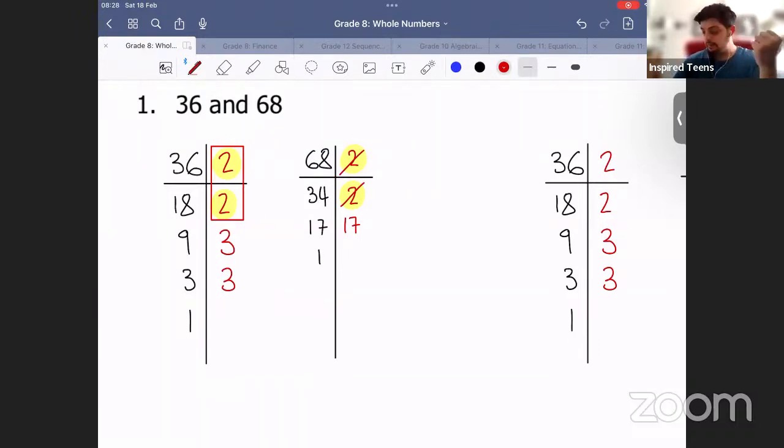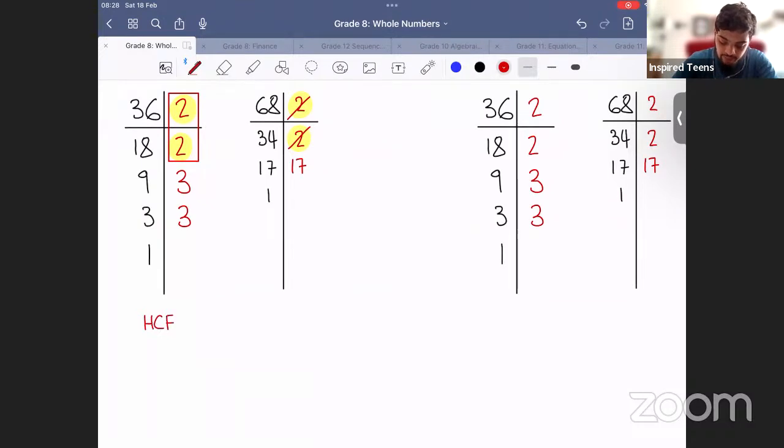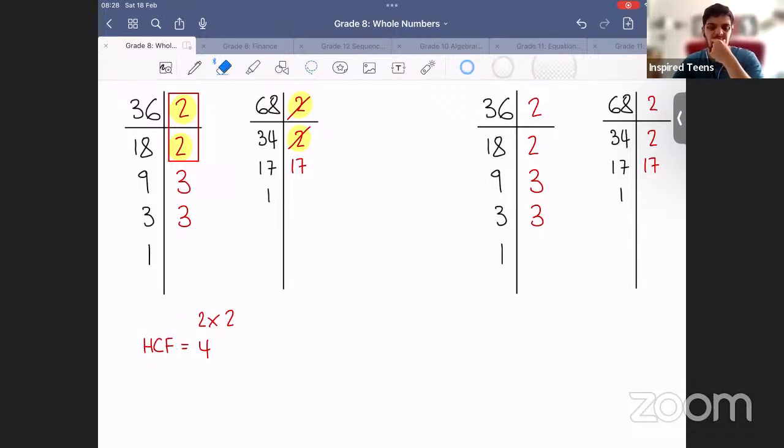Okay, so we identify them. You can literally just identify them in one of them. You don't have to highlight in both of them like I just did. So I've identified that 2 and 2 are basically my common factors. So to calculate my HCF, I multiply those common factors that I've just identified. So 2 times 2, that gives me 4. So now I have solved for the HCF. The HCF in this case is 4. And you got it from 2 times 2.